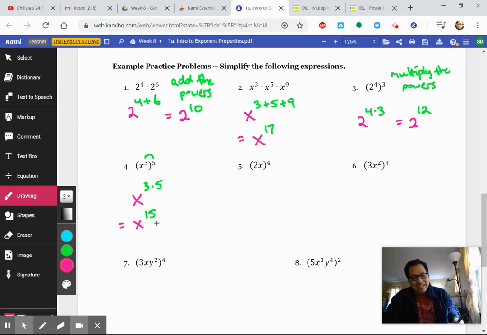That's what I always think of when this happens, because part of this power rule is that everything inside here gets the power. You get a power and you get a power and you get a power. The 2 is going to get a power of 4, this power right here, and the x is also going to get the power of 4.